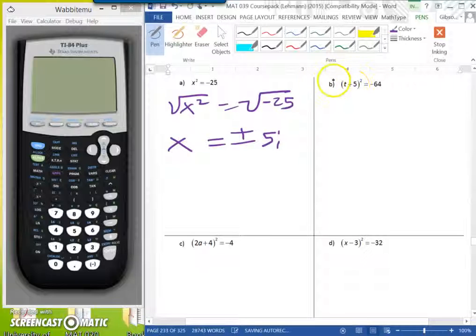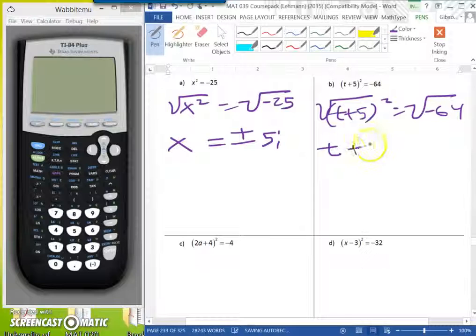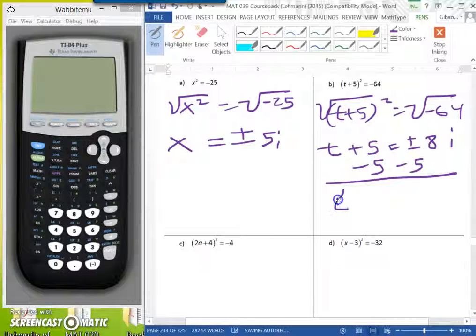Now B, we would take the square root of both sides. And then that would give us t plus 5 is equal to plus or minus the square root of negative 64, which is 8i. So we would subtract 5 on both sides, and t is equal to negative 5 plus or minus 8i.